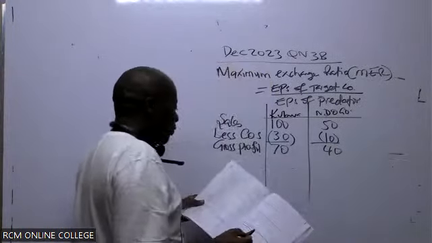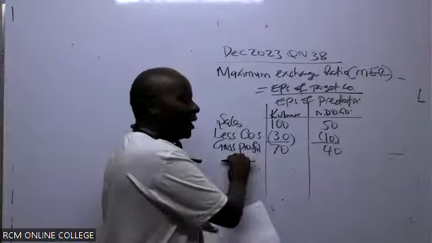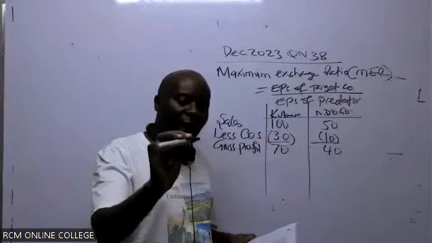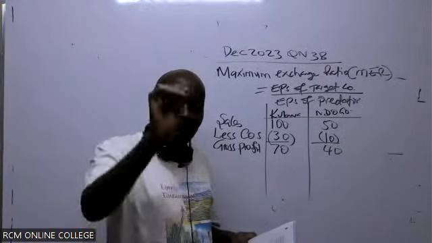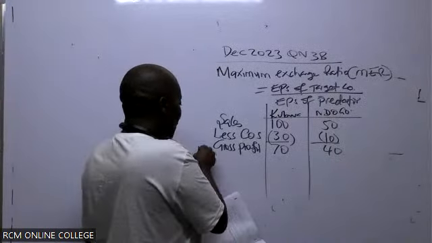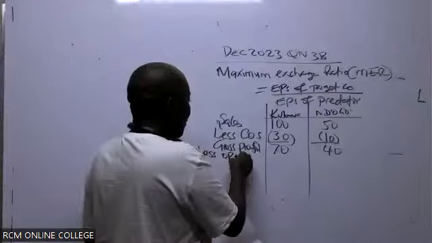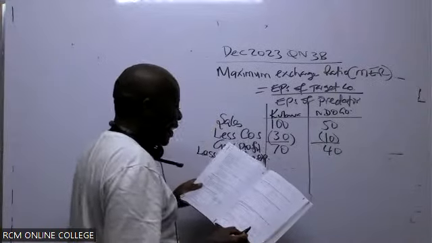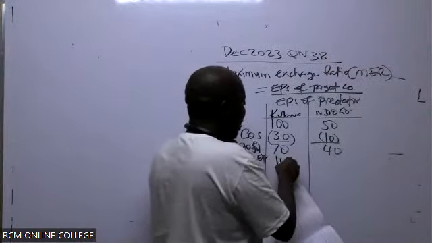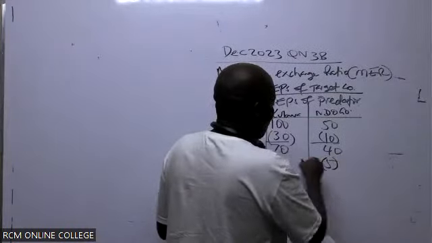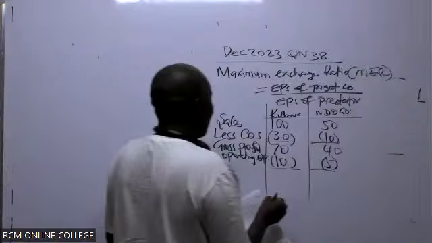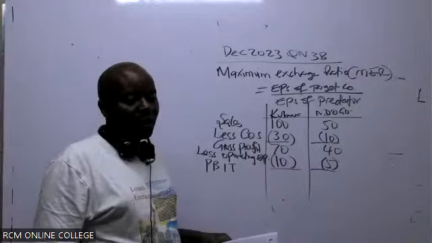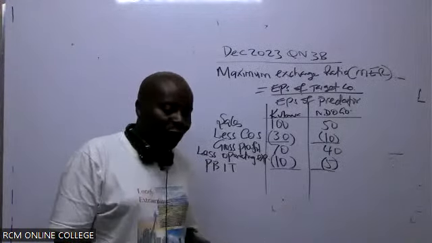Once you give me this gross profit, I should be able to subtract the operating expenses, administration, distribution. Here we were lucky because the examiner combined all those and called them operating expenses. So we less the operating expenses: we have 10 and 5. Once you subtract like this, we get what we call profit before interest and taxation.